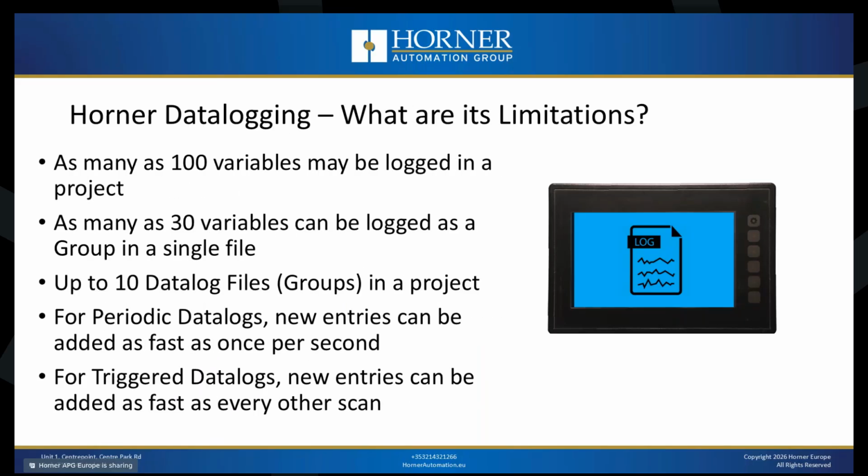What are the limitations? You can log up to 100 variables in a single project. Up to 30 variables can be logged per group in a single file, and you can have up to 10 groups in a single project. For periodic data logs, new entries can be added as fast as once per second, and for triggered data logs, new entries can be added as fast as every other scan.